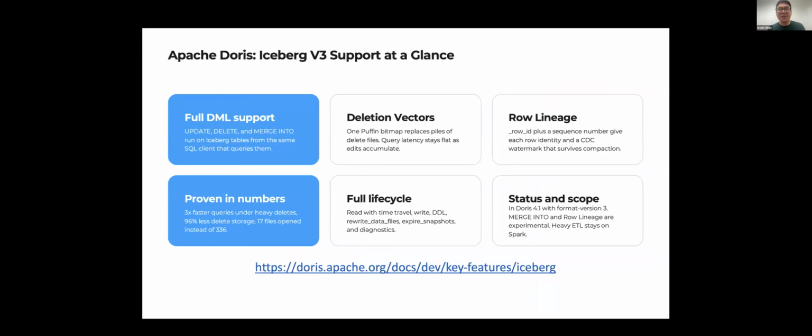Lots of exciting things with Iceberg for June. And of course, Apache Doris has been supporting Iceberg in the open source for a couple of months with the 4.1 release. Primarily, I wanted to share that we have full DML support, deletion vectors, and even row lineage, which pairs really well with our integration with Polaris. And all of this is going to come to our enterprise version in the next month or two.